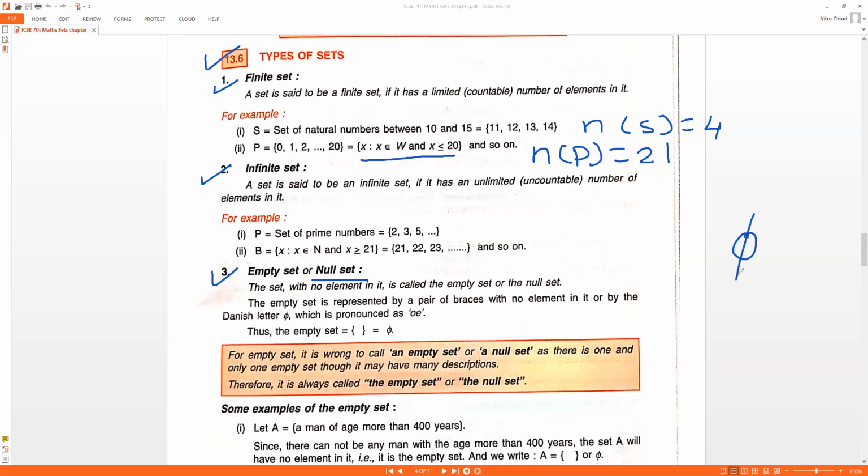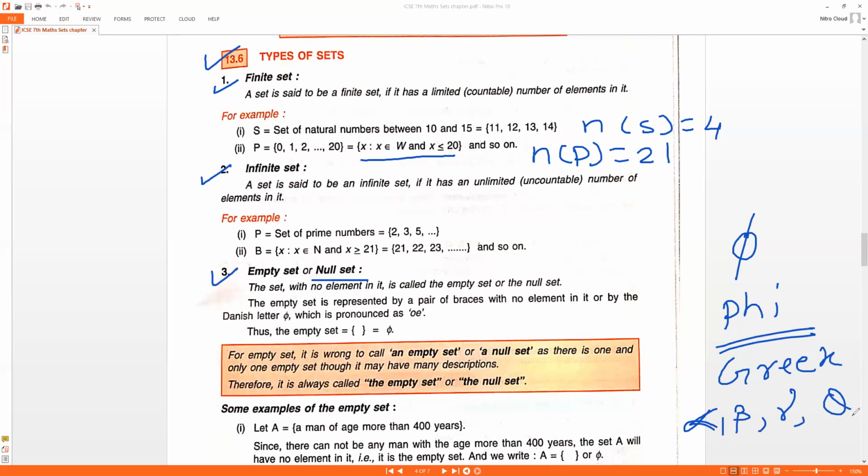It is denoted by the letter phi. Don't say "fee", say "phi". This is a Greek letter. Okay, like alpha, beta, gamma, theta, we are going to use them in higher studies in physics and maths as well. So this is the phi letter. Okay, draw a zero like this and cut it like this. Okay, slash it.